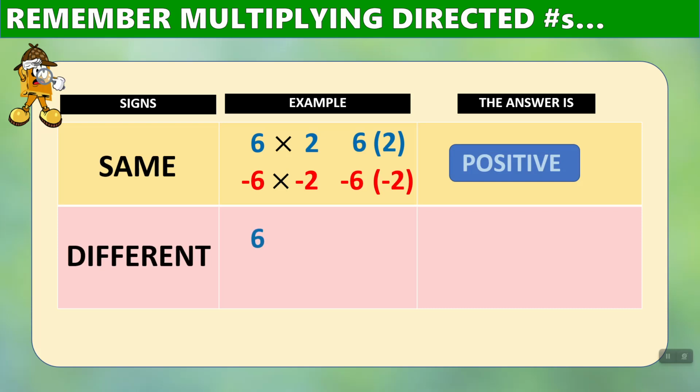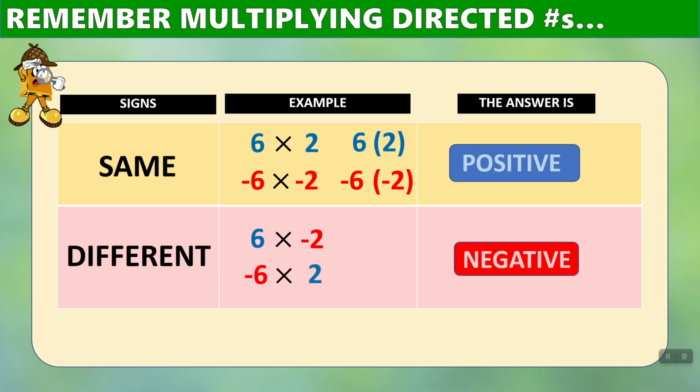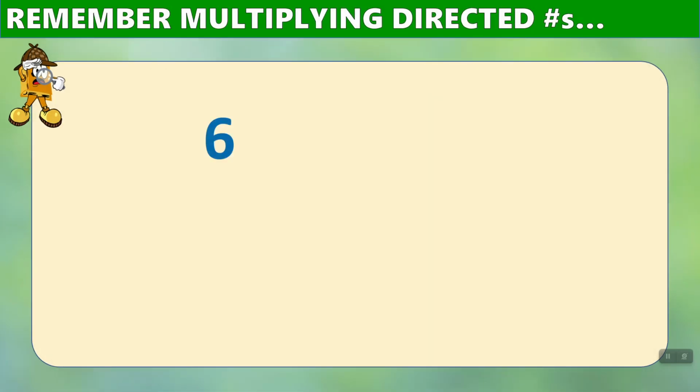When the signs are different, for example, positive 6 multiplied by minus 2 or minus 6 multiplied by a positive 2, the answer is negative. The signs are different, the answer is negative. But we could rewrite this as 6 and then minus 2 in brackets. It means the same thing. Or we could write this as minus 6 and then the positive 2 in brackets. They mean multiply.